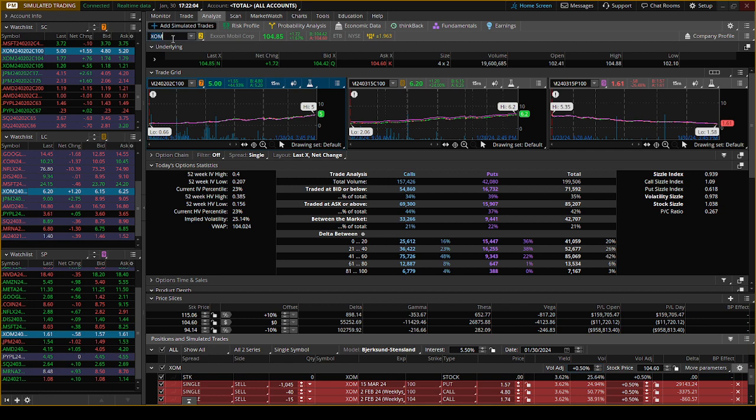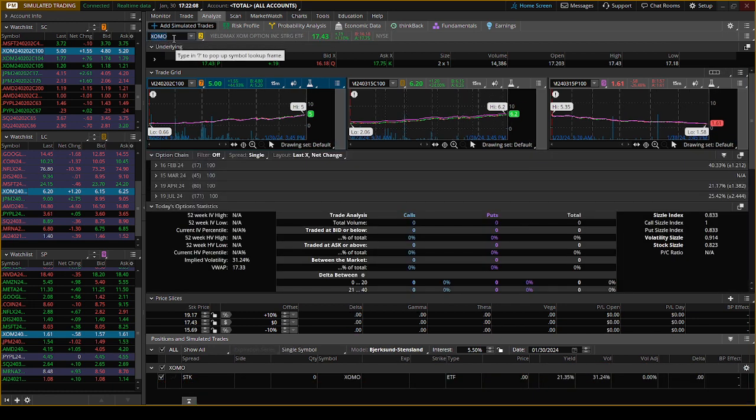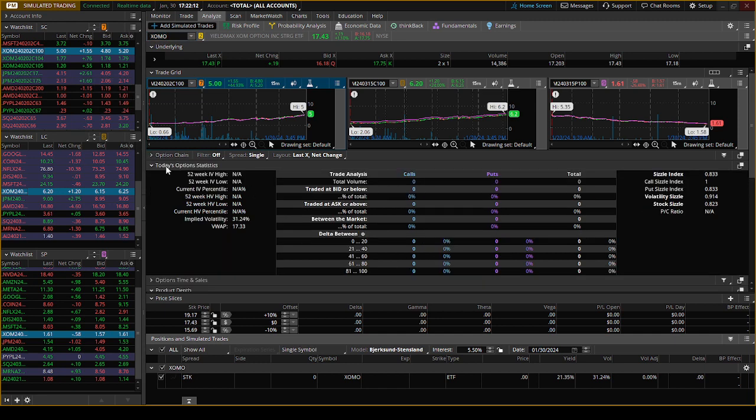Then let's take a look at the Sizzle index for XOMO itself. Even though there are option chains available, there's no activity, which is horrible. Somehow they're able to maintain a 0.83. So I guess in general there's not a lot of hedging or speculation in this particular ETF, which is kind of a shame, but it is what it is.